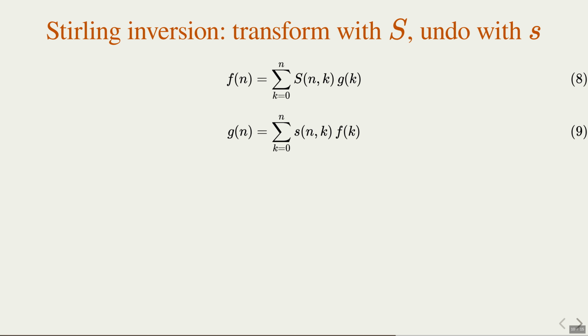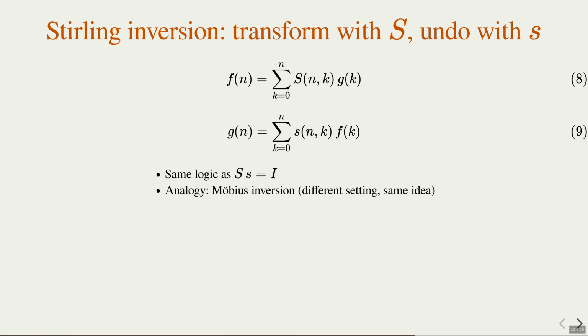So knowing either F or G is enough as long as you know which Stirling table connects them. This works for the same reason our polynomials worked. Apply S, then apply its inverse, and everything collapses back to what you started with. If you have seen Mobius inversion, this should feel familiar. A structured summation transform has a built-in inverse that restores the original data.